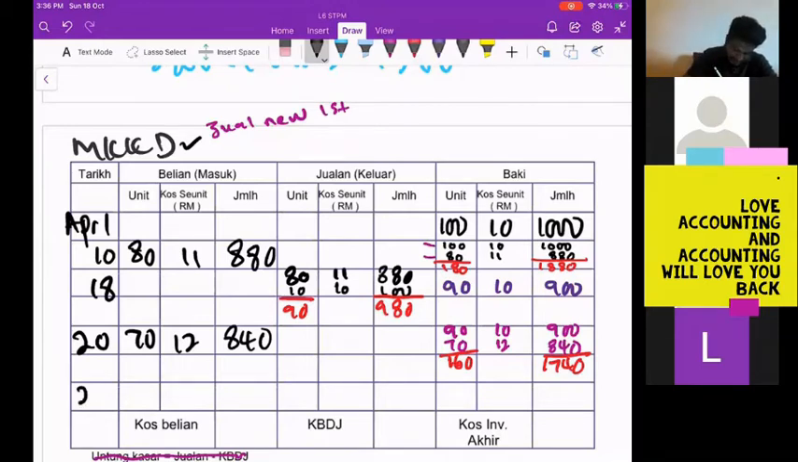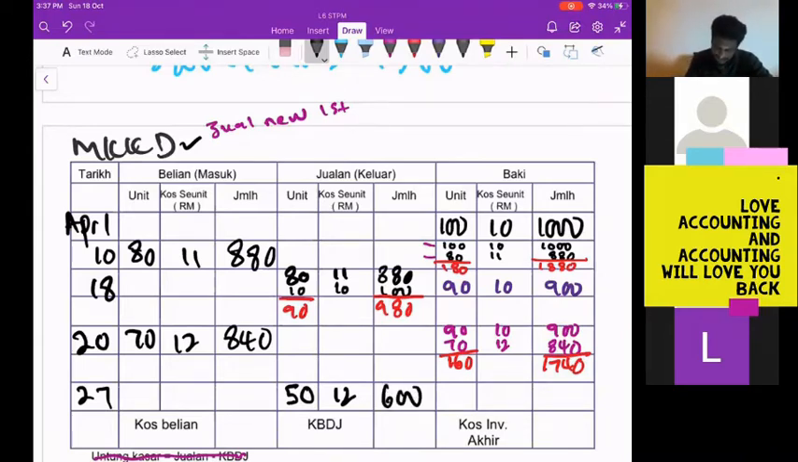On the 27, saya jual 50 unit. So this 50 unit, I take from where? The new one or the old one? The new one. 70 or 90? 70. From the 70, can I take 50? Yes, it will be enough. Enough means just take 12. 50 times 12 is 600.